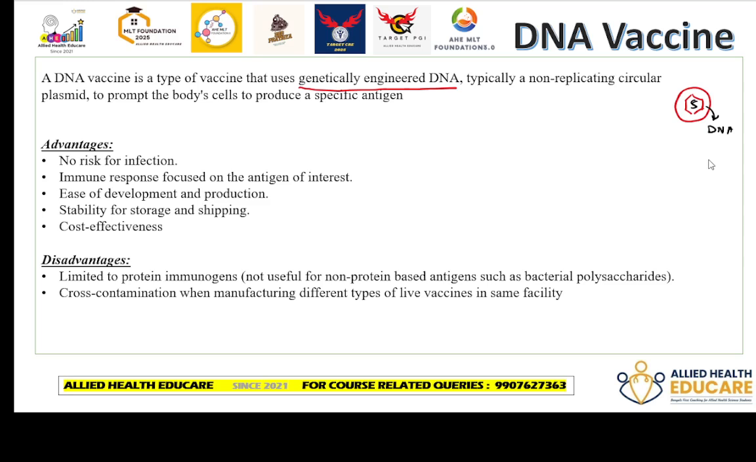So what is the definition of DNA vaccination? DNA vaccination is a type of vaccine that uses genetically engineered DNA. Actually, the DNA that we are going to extract from the virus should be genetically modified. How is it modified? We are using a non-replicating circular plasmid to promote the body cells to produce the specific antibody.